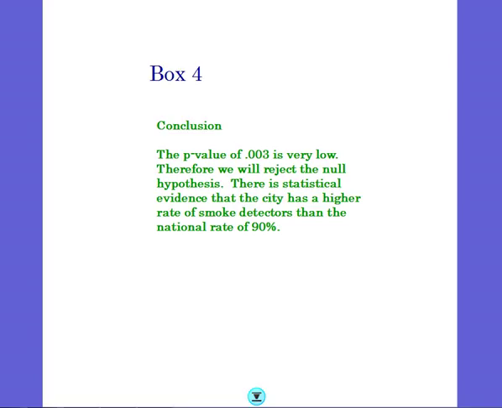Box 4, our conclusion. So the way that we write a conclusion typically goes along the lines of this. We say the p-value is low or the p-value is high, depending on the problem. So if the p-value is low, the H0 must go. So p-value is low, therefore we reject the null hypothesis. There is statistical evidence that the city has a higher rate of smoke detectors than the national rate of 90%. And so that last little bit there is just linking it all together via context.